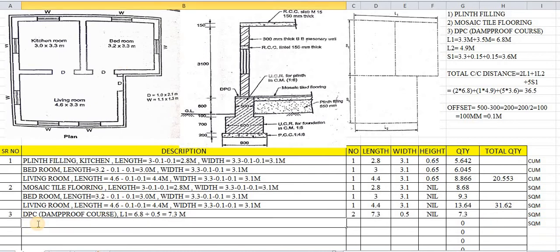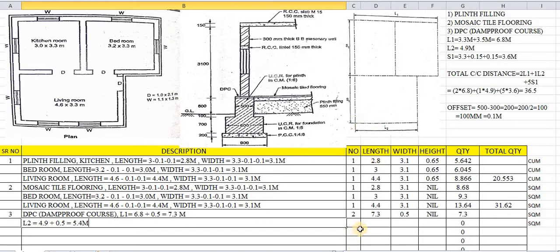So that was L1, and in the same way for L2. We will find out for L2. What is the length of L2? The L2 length is nothing but 4.9. Again it has been added with the width of section 0.5. So what is 4.9 plus 0.5? That is 5.4. So 5.4 is nothing but the L2 length.